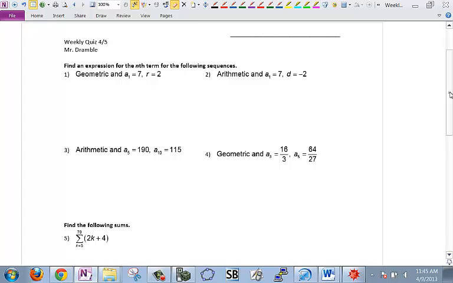Okay. So let's go through these one at a time. Problems 1 and 2 were crazy easy. Some people got arithmetic and geometric formulas mixed up, and that caused a pretty massive reduction in points.